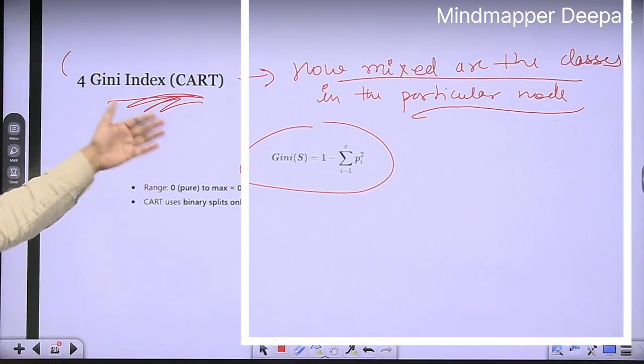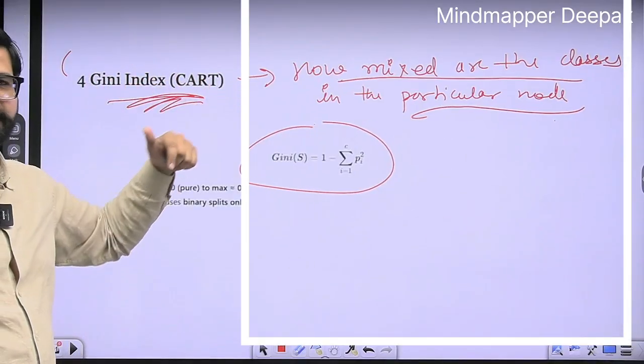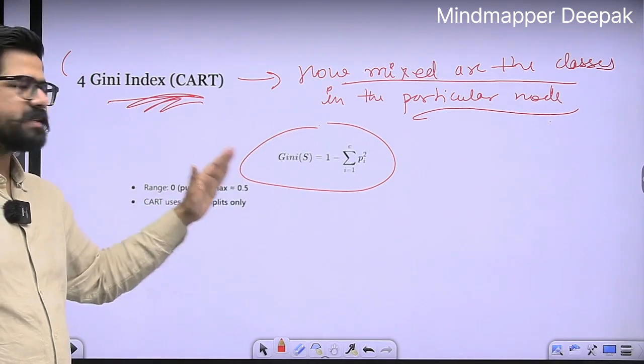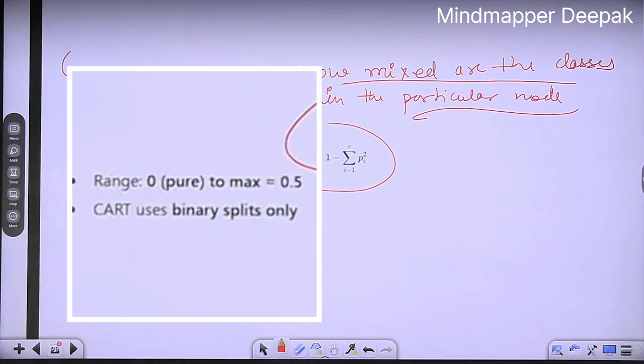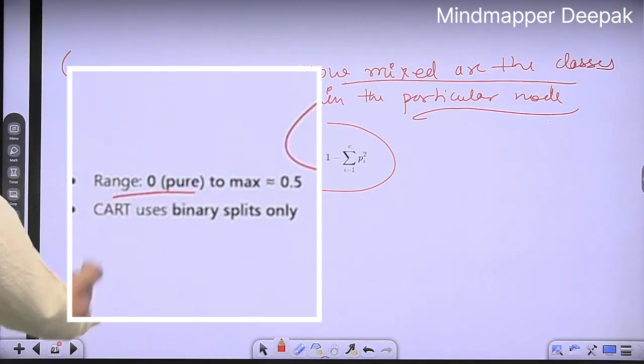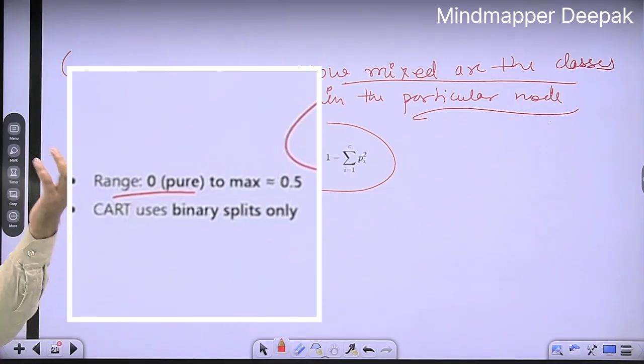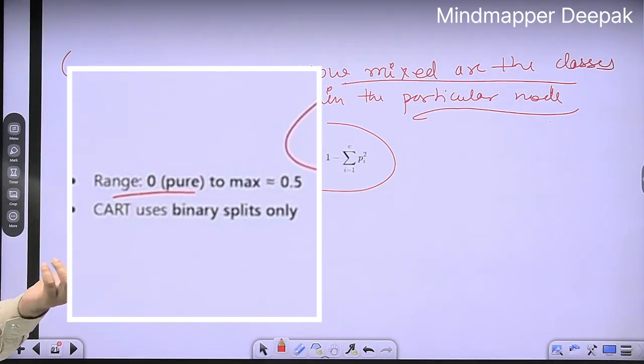Gini index is used in CART, the classification and regression tree. When the Gini index is 0, that means your data set is pure. If it is not 0, that means it is not pure. For binary classification, the maximum Gini index is simply 0.5 when classes are perfectly balanced, that is 50-50. You need to understand this particular segment.